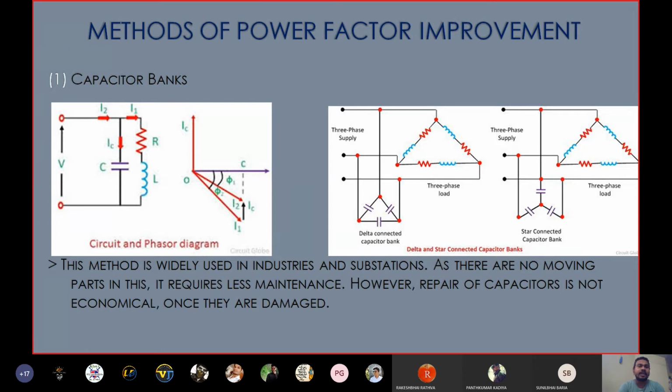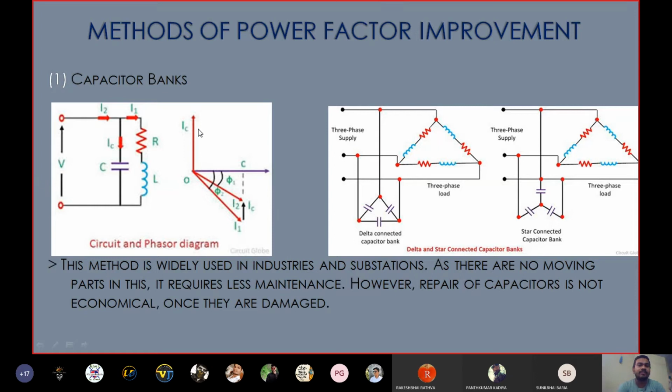Now what do we have to do? We have two currents: one current is flowing through the load and one current is through the capacitor. If we combine these two currents, I1 and IC, then we get the total current drawn from the supply, that is the I2 current. This is the I1 current, it lags the voltage by phi 2 angle. This is the IC current, the capacitor current, that leads the voltage by 90 degrees.